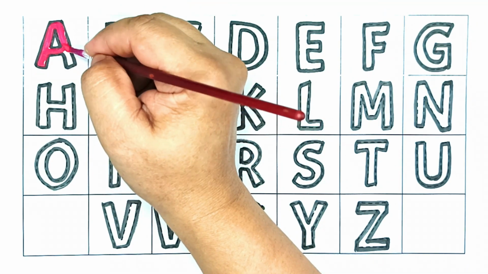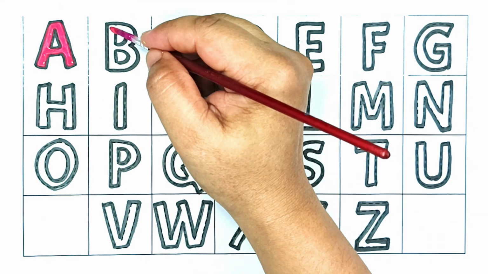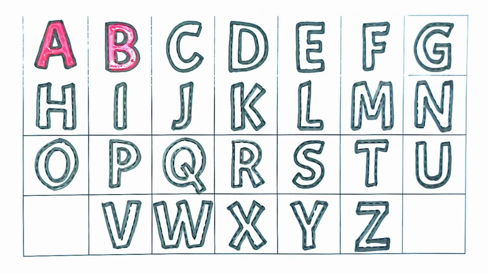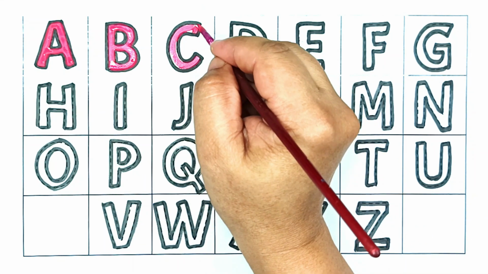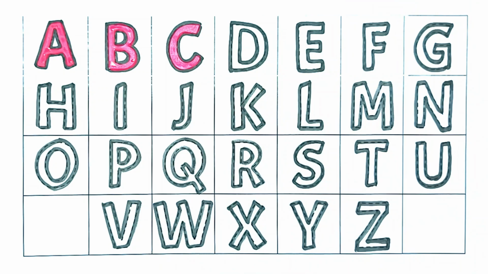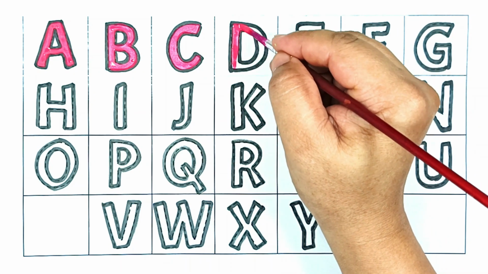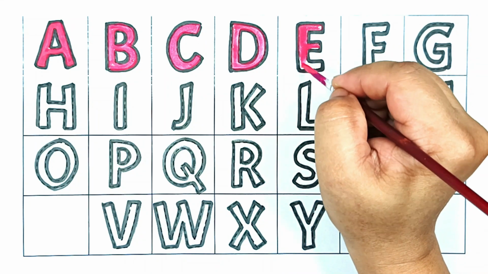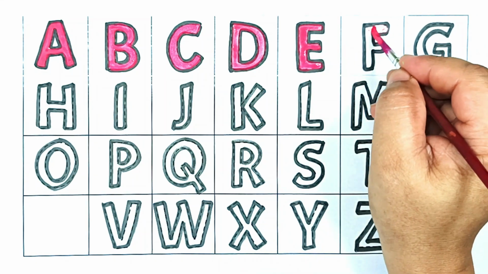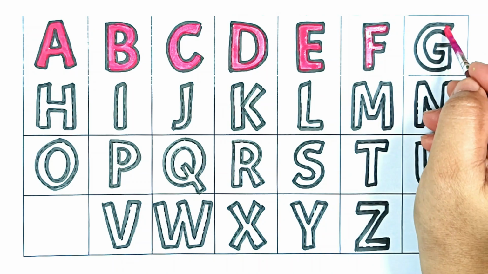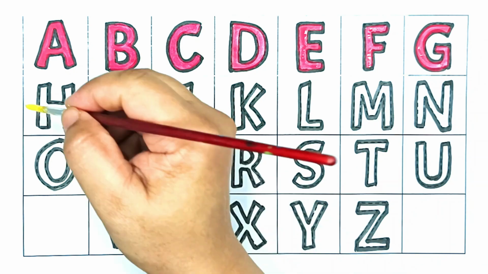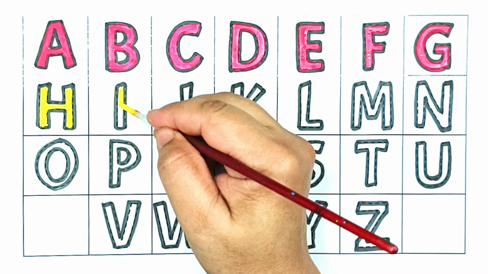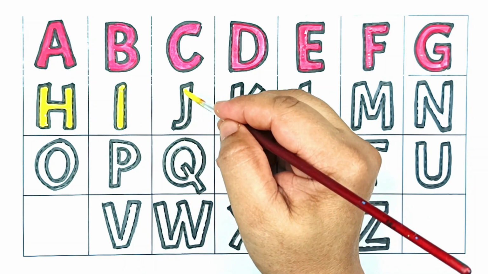A for apple. A for apple, B for ball. B for ball, C for cat. C for cat, D for doll. D for doll, E for egg. E for egg, F for frog. F for frog, G for glass. G for glass, H for hat. H for hat, I for igloo. I for igloo, J for jam.